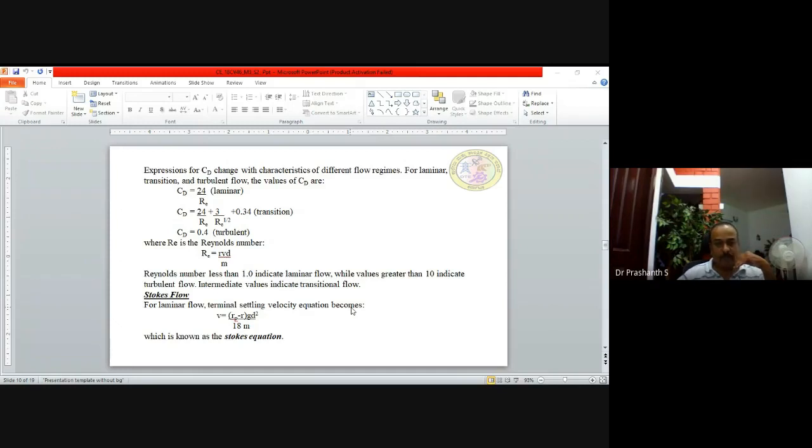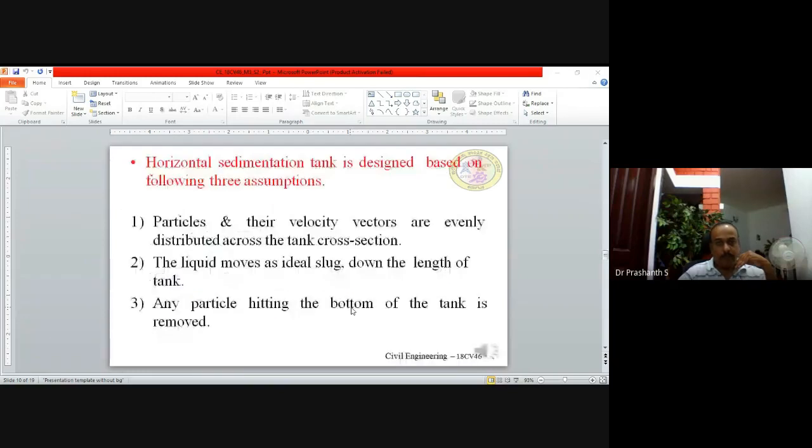So for laminar flow, the terminal settling velocity equation becomes v = (ρp − ρ) g d² / 18μ. This is known as the Stokes equation, where v is nothing but the settling velocity of the particle. This is given by this for spherical particles.